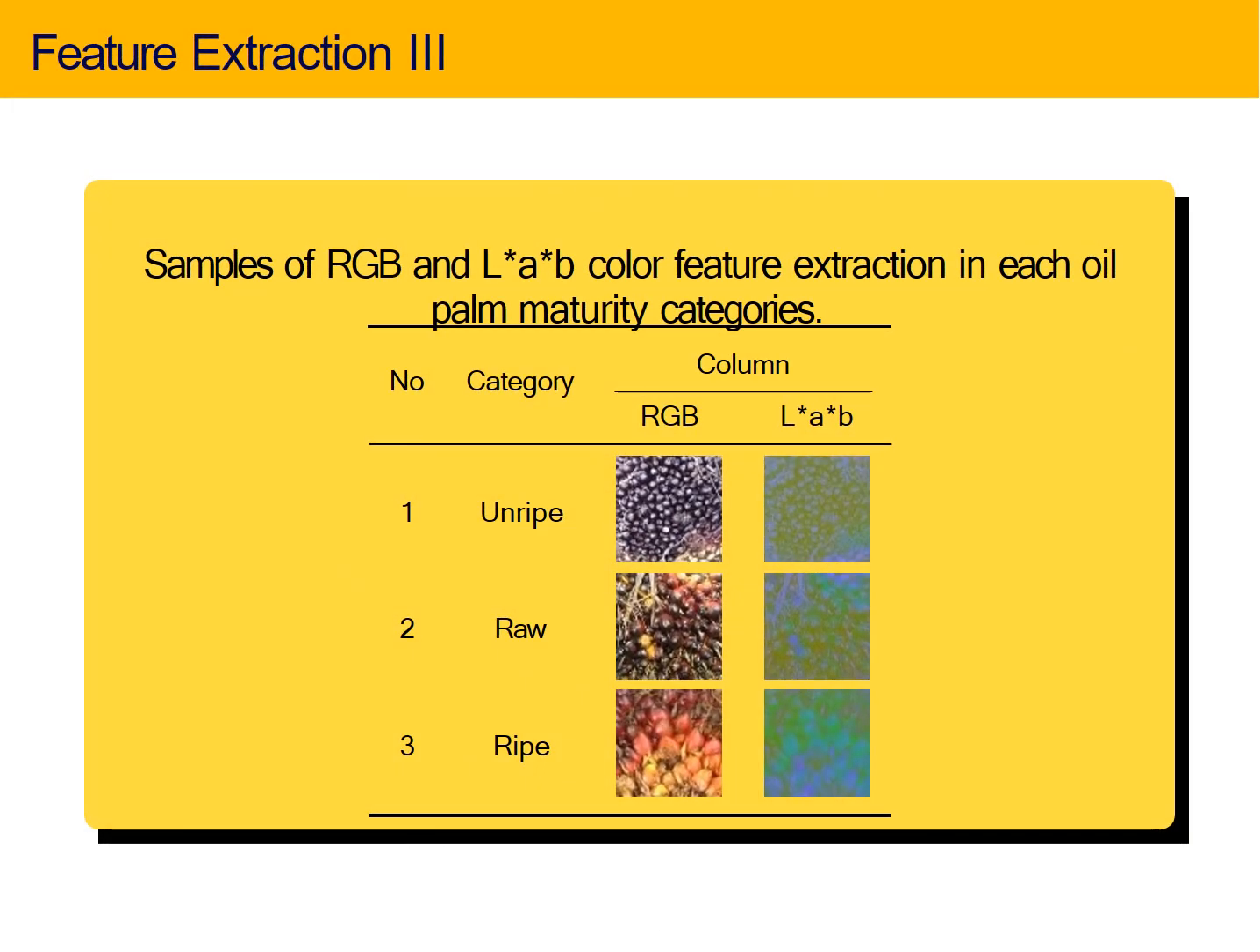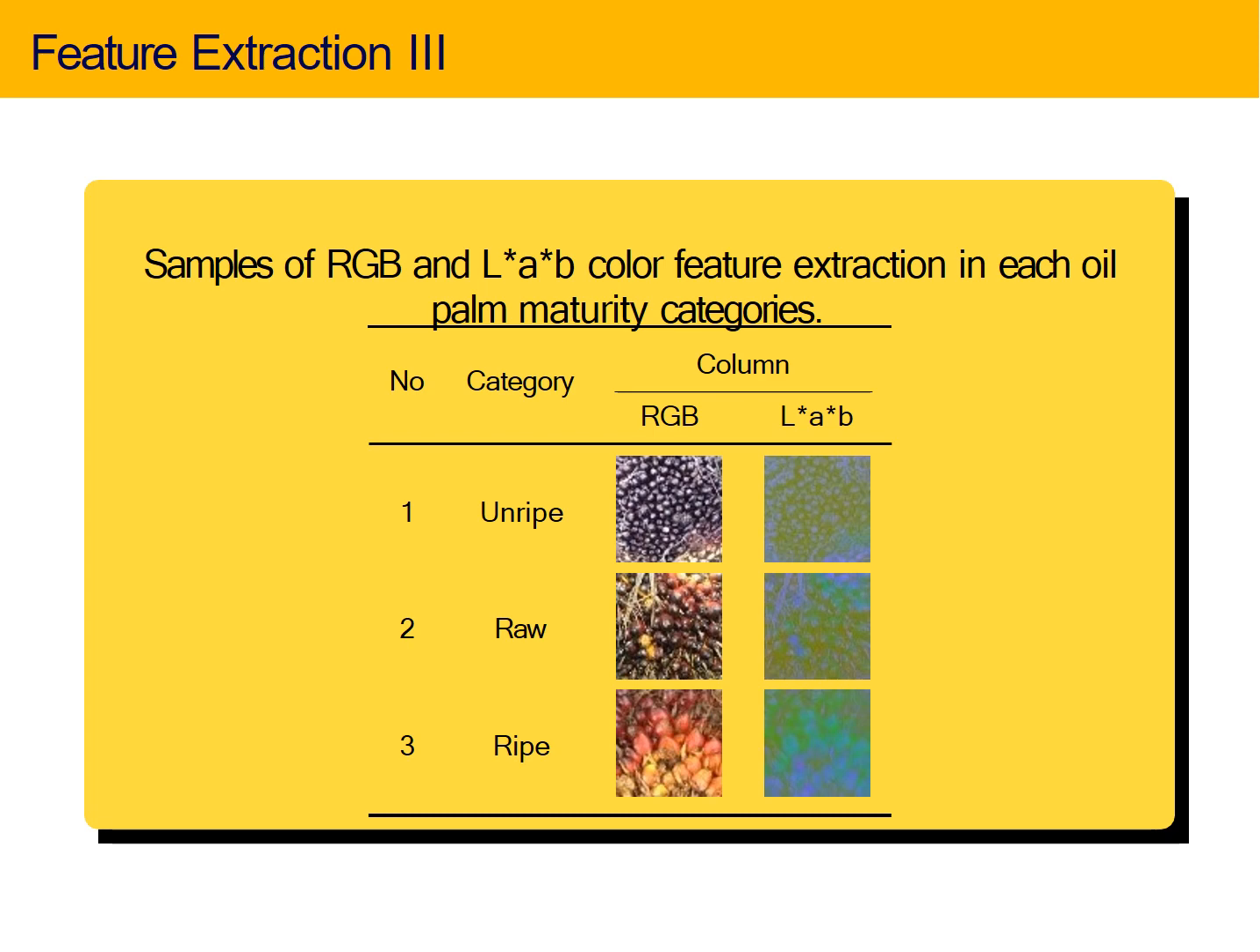In this table, we have samples of RGB and LAB color feature extraction for each oil palm maturity category: unripe, raw, and ripe. On the left hand side, you can see the original image, and on the right hand side, we have the corresponding image after converting them to the LAB color space. The RGB color feature extraction provides insights into the distribution of red, green, and blue channels, helping us understand the color composition of each oil palm sample.